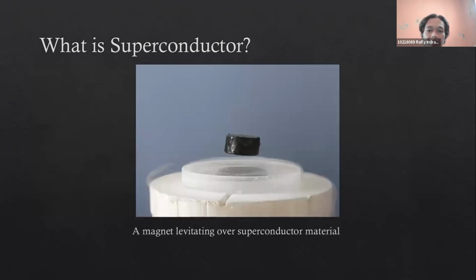Okay. And this is the picture of a magnet levitating over the superconductor material. The superconductor material is the bottom one, and the upper one is the magnet.